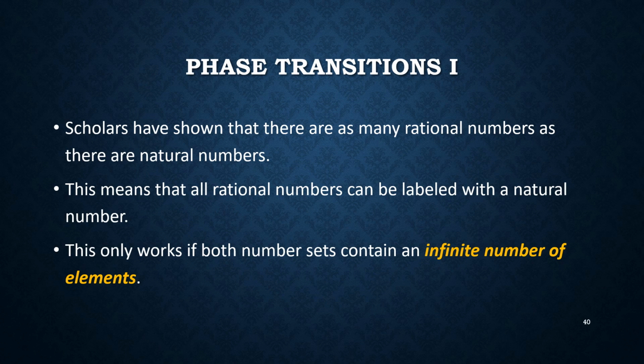Scholars have shown that there are as many rational numbers as there are natural numbers. This means that all rational numbers can be labeled with a natural number. This only works if both number sets contain an infinite number of elements.